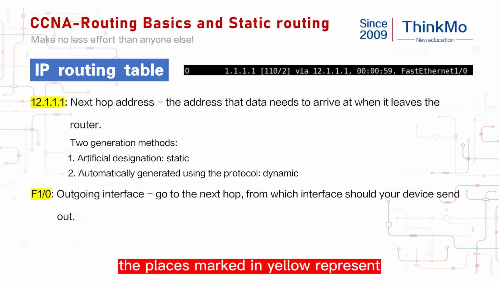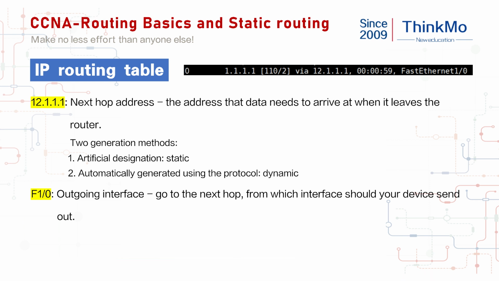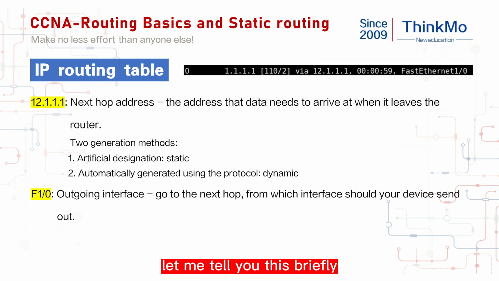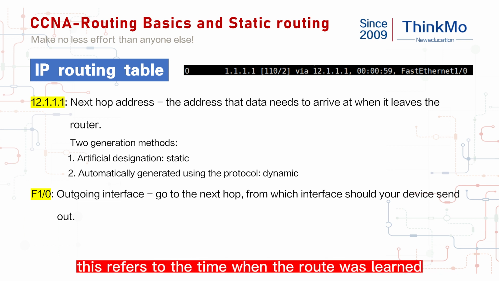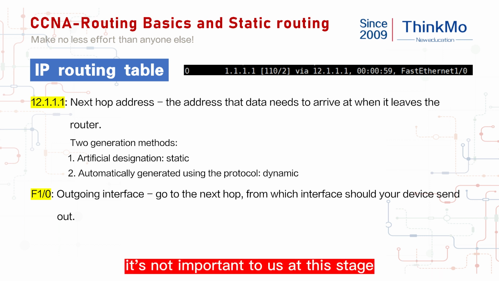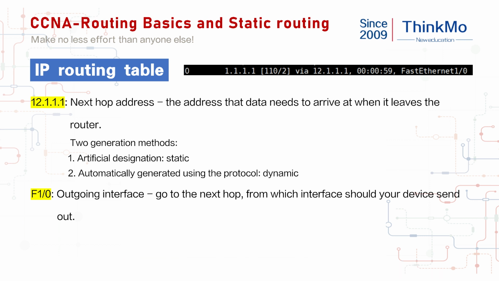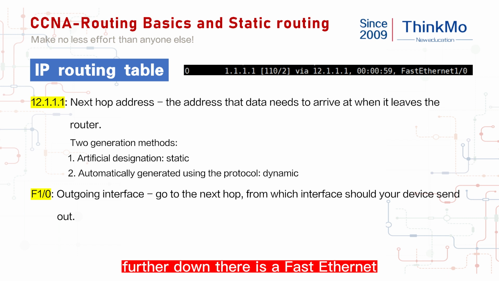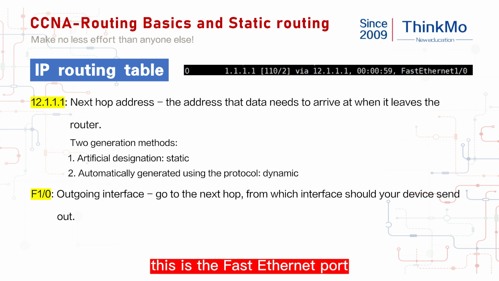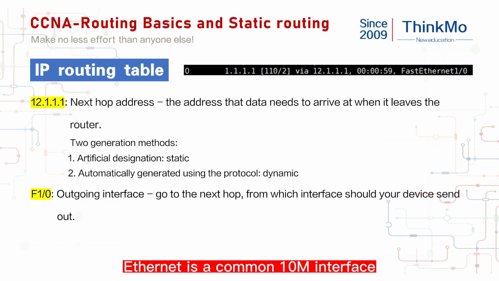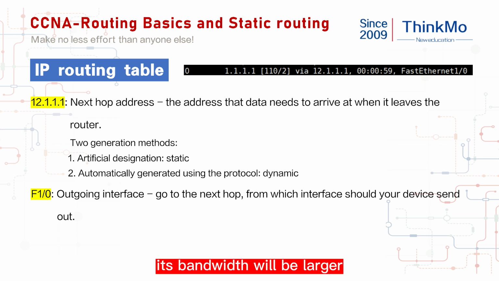The places marked in yellow represent different parameters. Look down. Here is a 000059. Let me tell you this briefly. You don't have to remember. This refers to the time when the route was learned. It's not important to us at this stage. Further down there is a FastEthernet. This is the FastEthernet port. Ethernet is a common 10M interface. FastEthernet is a 100M interface. Its bandwidth will be larger.